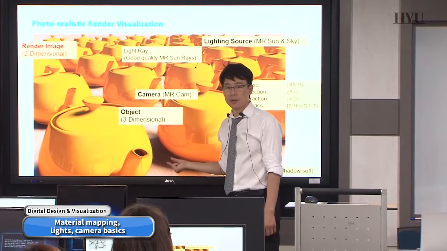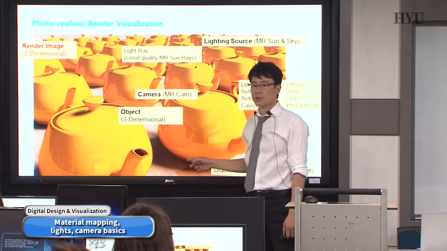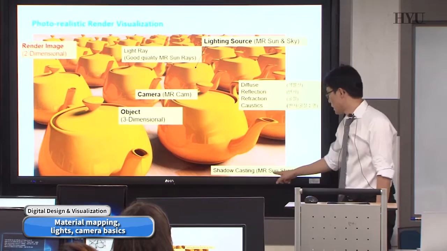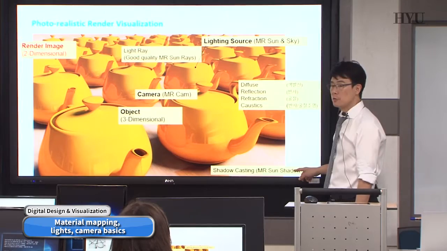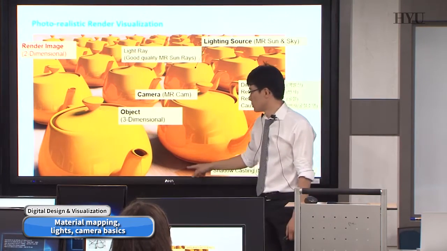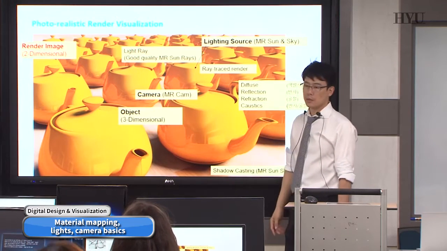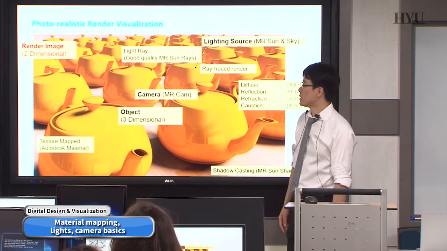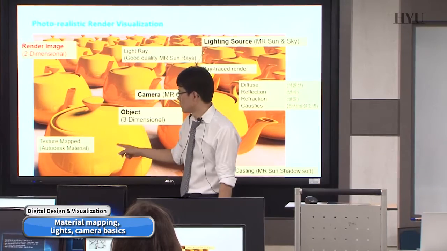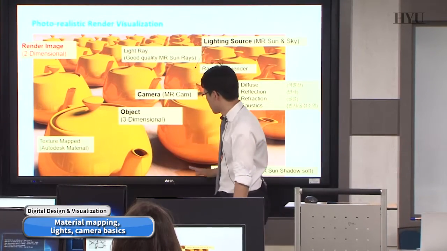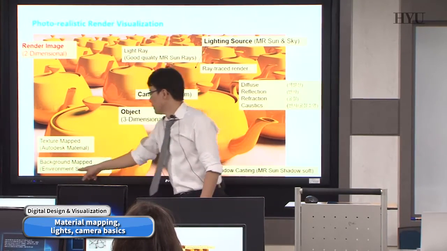This is very soft, how can I say, a softened shadow casting. Simply control the mental ray sun shadow option, okay? You can control the mental ray sun's shadow softness option in order to make this kind of soft shadow casting. Ray traced render, that's the render mechanism defined in mental ray. Texture map, yellow colored, reflective, glossy texture map, as well as wood floor texture map. And also another one, background mapping, environment setup.